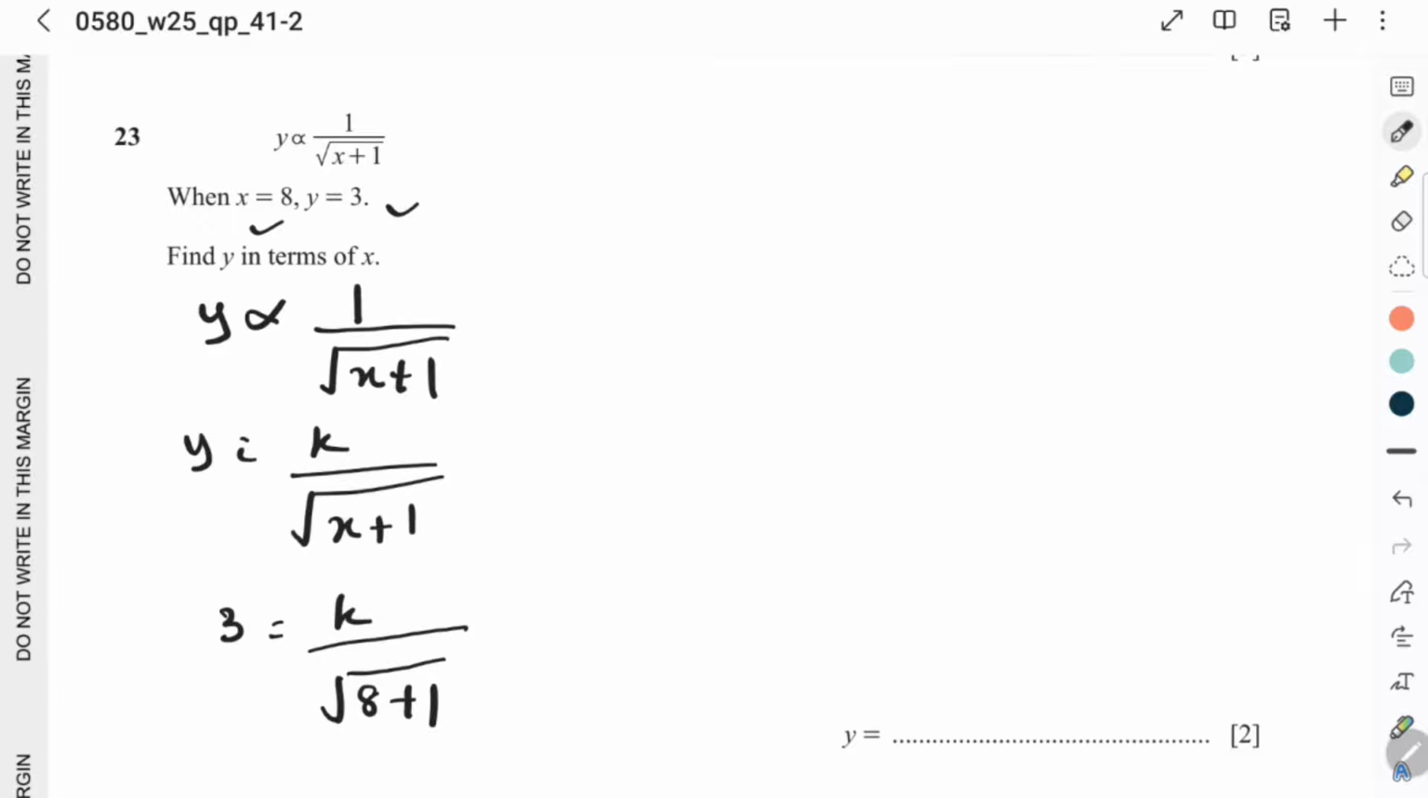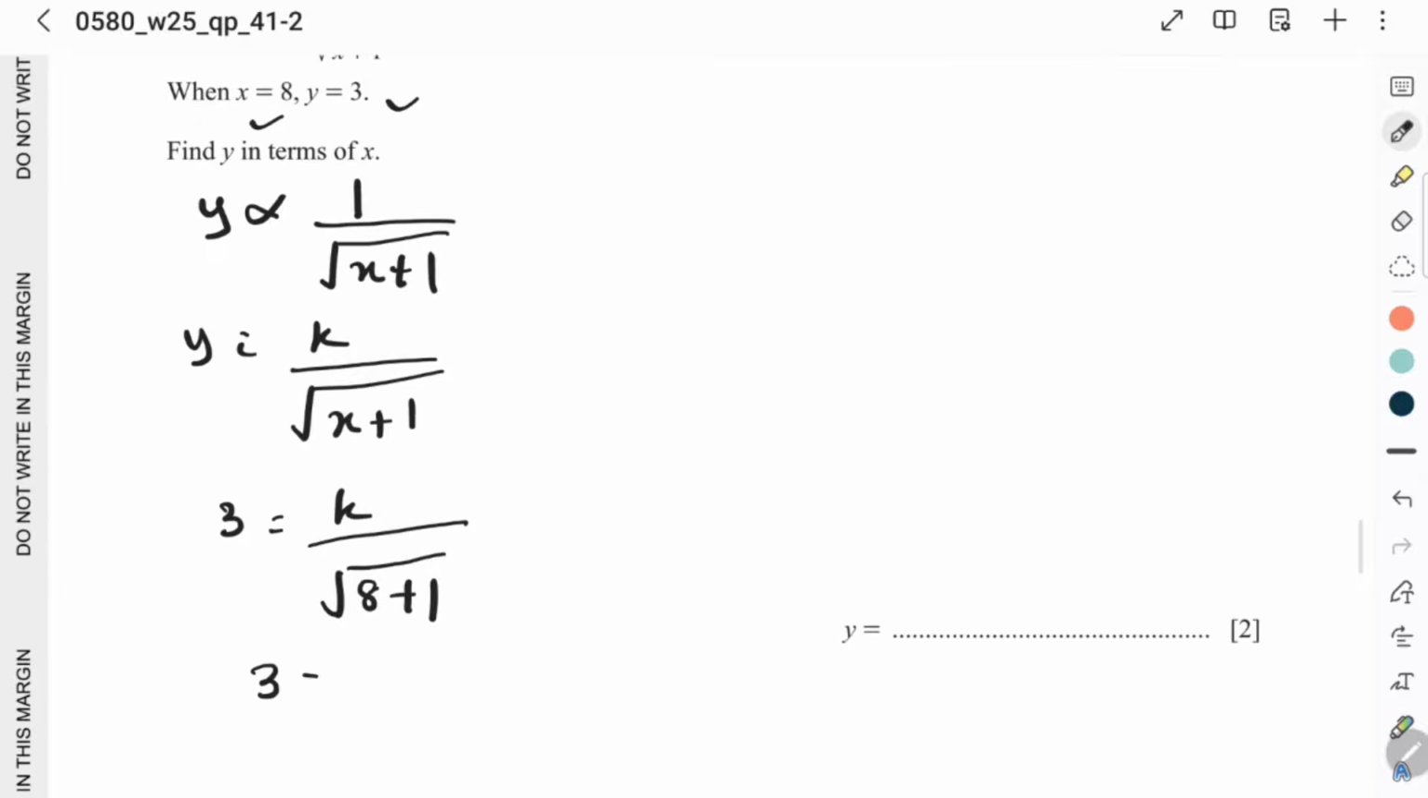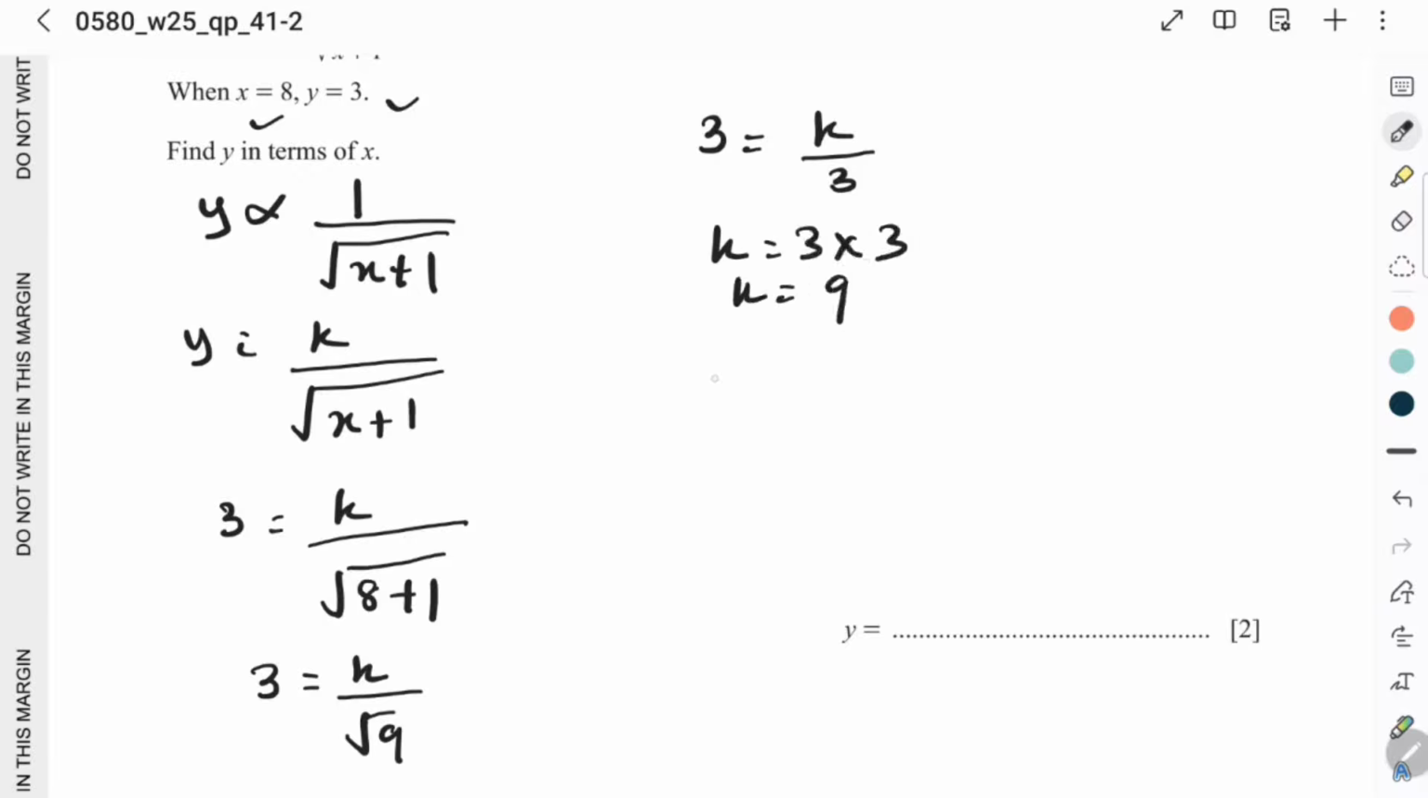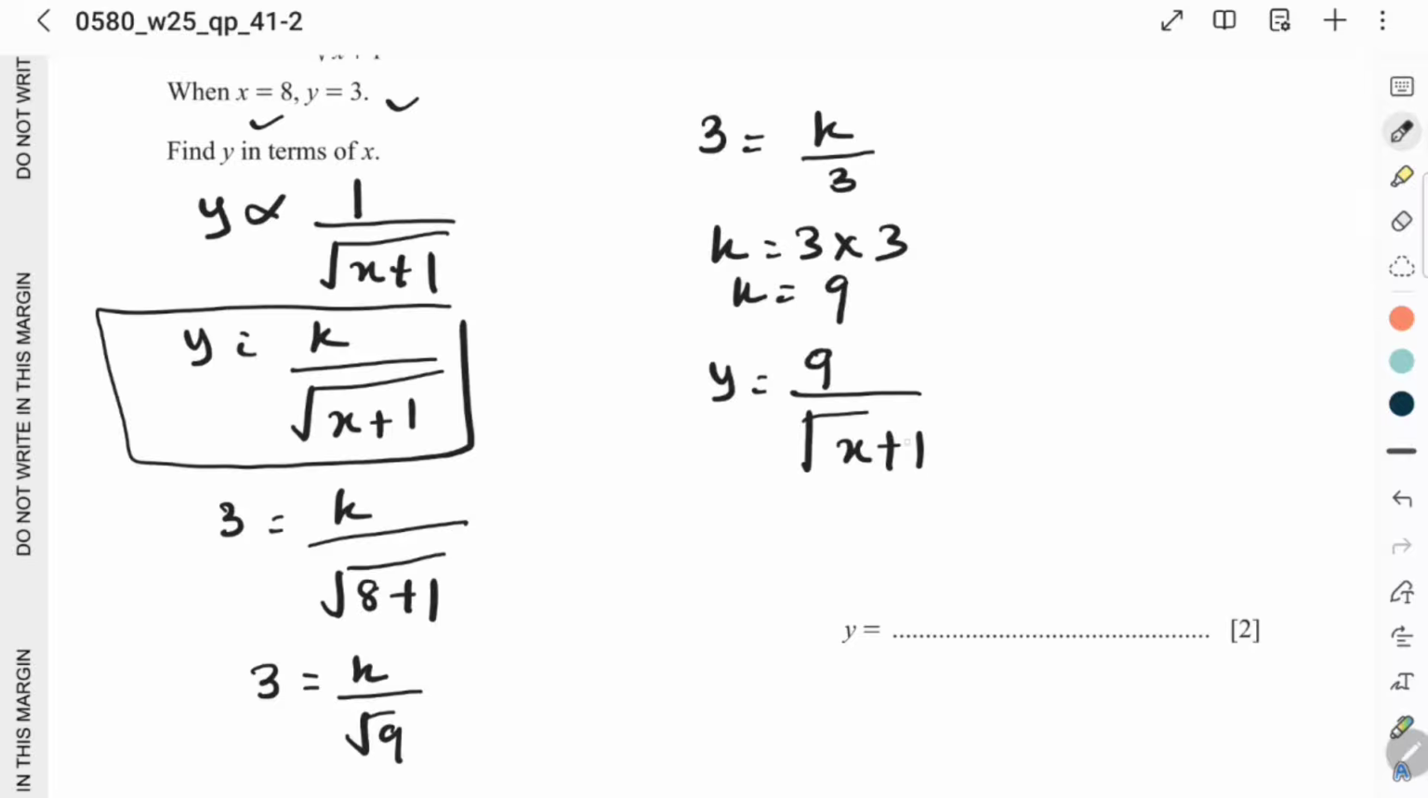So 3 equals k upon square root 9, which is 3 equals k upon 3, and k equals 3 times 3, which is 9. And then you can write down y equals 9 upon square root of x plus 1, in terms of x.